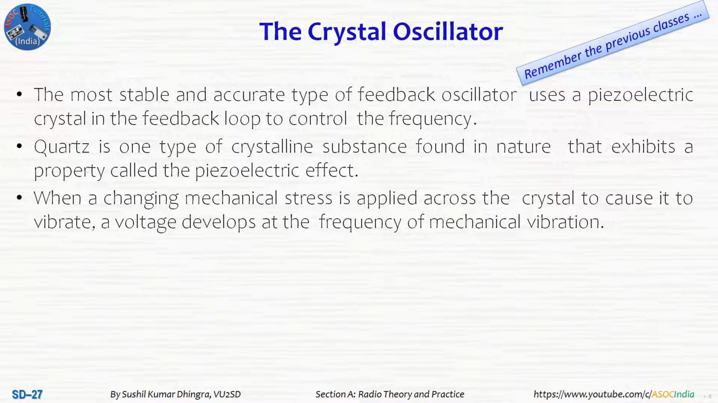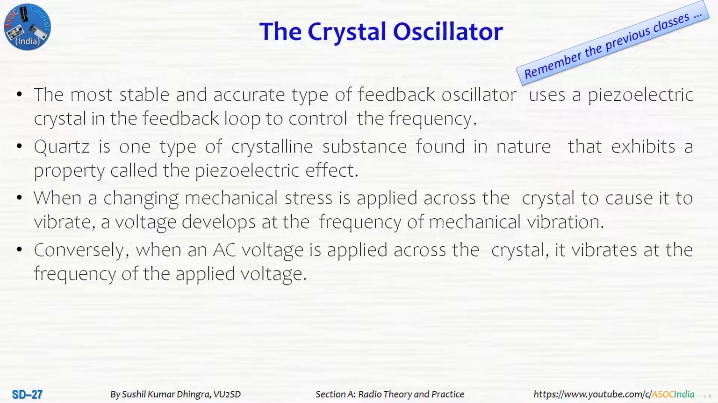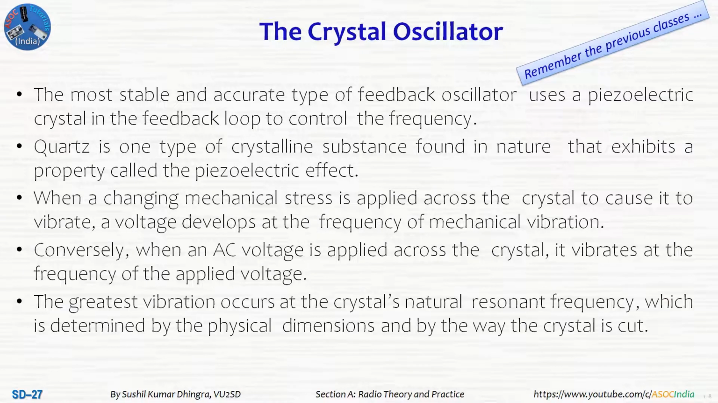When a changing mechanical stress is applied across the crystal, it is caused to vibrate. A voltage develops at the frequency of mechanical vibration. And conversely, when an AC voltage is applied across the crystal, it vibrates at the frequency of the applied voltage. This is a standard structure. When you press it, frequency will come. When you give frequency, it will give vibrations. The greatest vibration occurs at the crystal's natural resonant frequency, which is determined by the physical dimensions, thickness and other parameters, and by the way the crystal is cut.